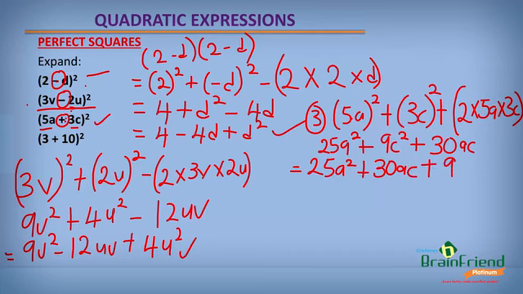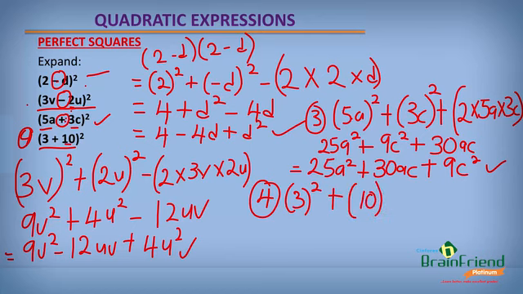plus 9c squared. Now for the fourth question, there's no letter, but it can still be solved, meaning that perfect squares can be used when solving for ordinary numbers, numbers without alphabets in them. So if we have (3 plus 10) all squared, we can simply say the square of 3 plus the square of 10 plus twice their product, that is 2 times 3 times 10.